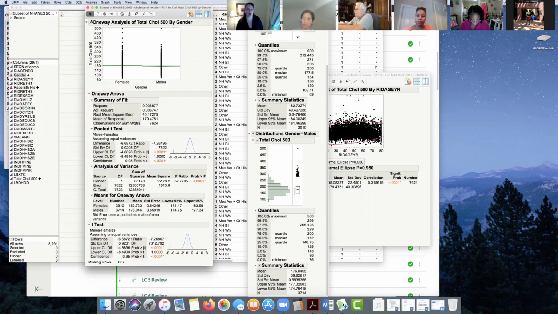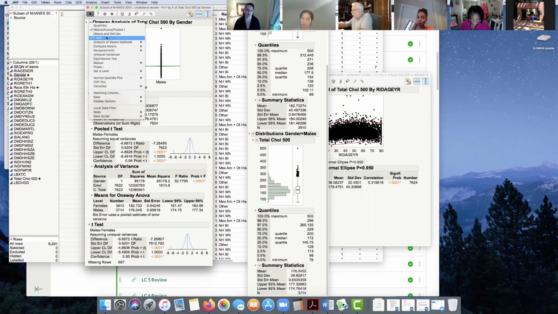Yeah, I kind of wish JMP would hide the regular t-test, because there's actually a test for equal variances. And I feel like the unequal variance is where the unequal variance t-test should live.